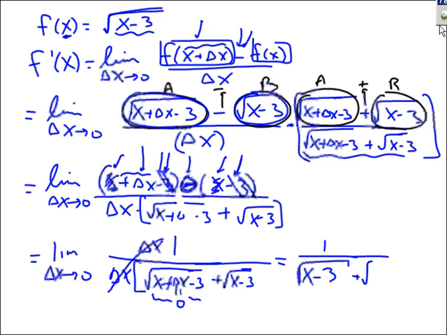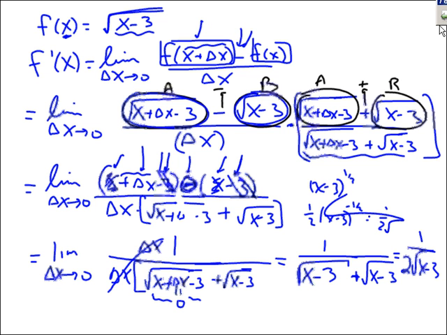Plus another square root of x minus 3. If you add the same thing to itself twice, I don't care what it is, you get 2 times it. So the final answer is 1 over 2 times the square root of x minus 3. And I just want to confirm that this is right. I use what's called the shortcut method, and it's absolutely right. Okay, so it's 1 over 2 times the square root of x minus 3.